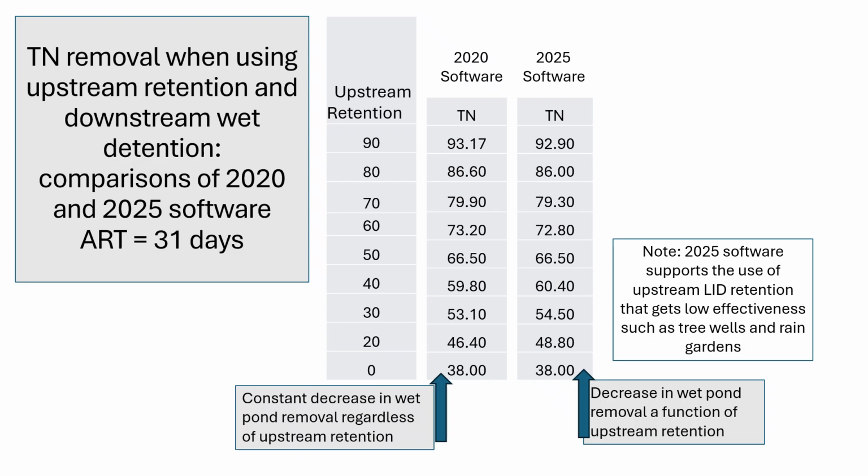The 2020 software assumed a constant decrease in the wet pond's removal efficiency, regardless of the design or volume of the upstream retention. Essentially, it treated that upstream treatment as a fixed, independent factor. In contrast, the 2025 software offers a more dynamic model. It predicts that the decrease in the wet pond's removal is a direct function of the upstream retention's characteristics. This newer software is also designed to support modeling upstream low-impact development or LID retention practices that might have lower individual effectiveness, such as tree wells and rain gardens, allowing for a more integrated and realistic assessment of the entire system's performance.